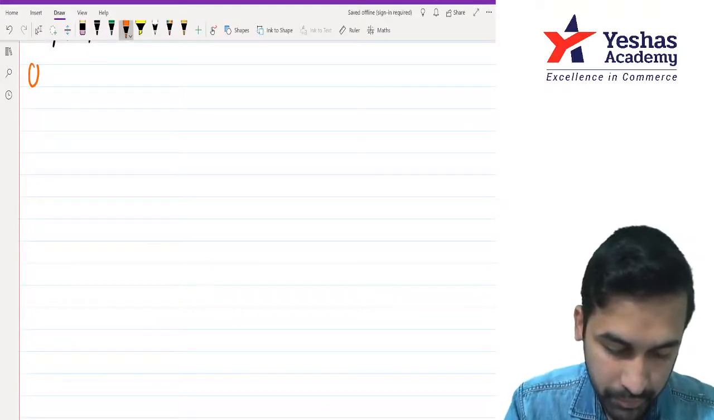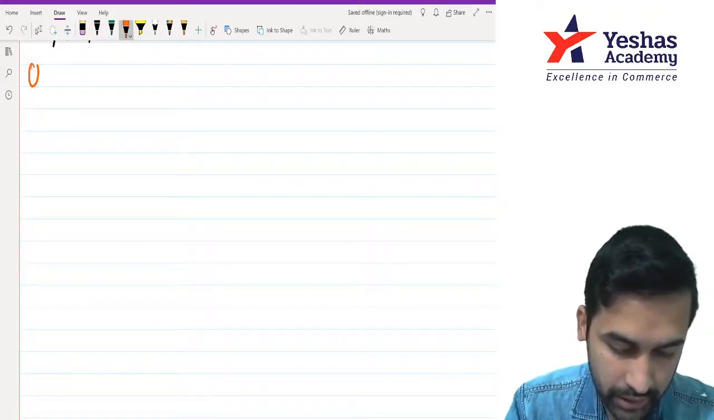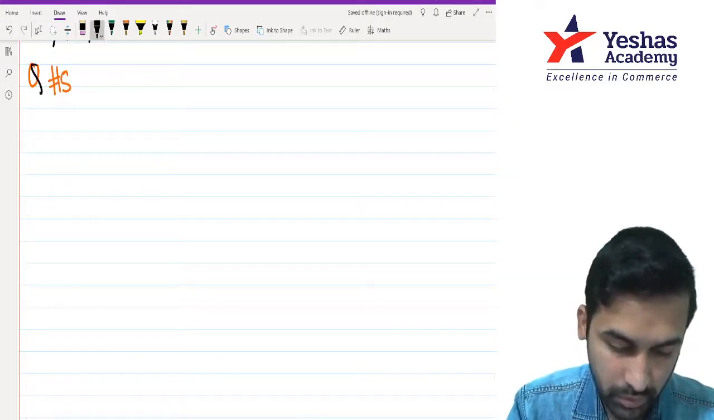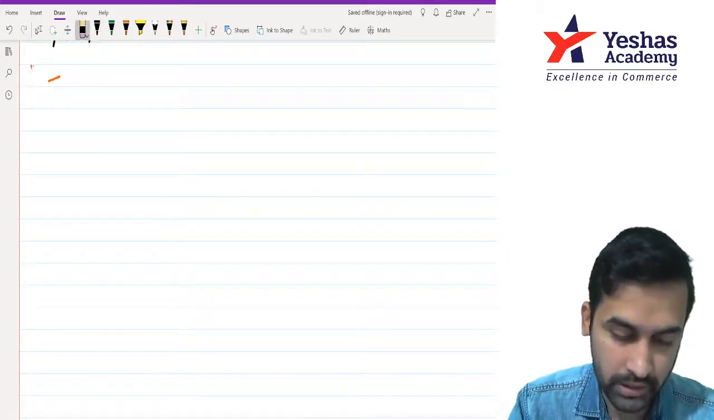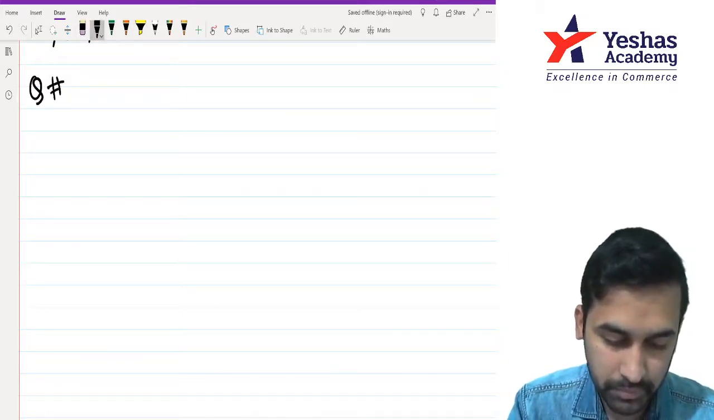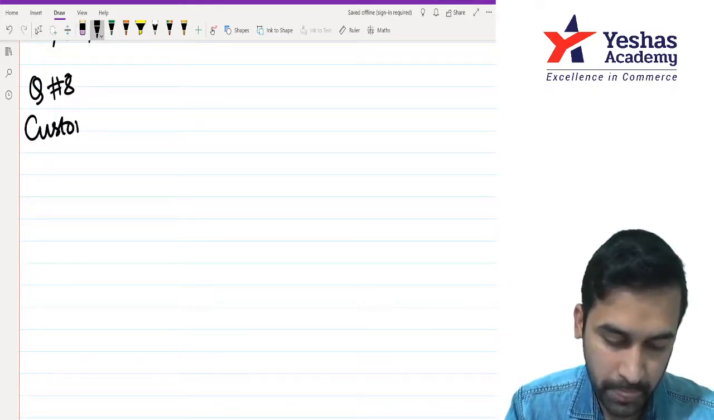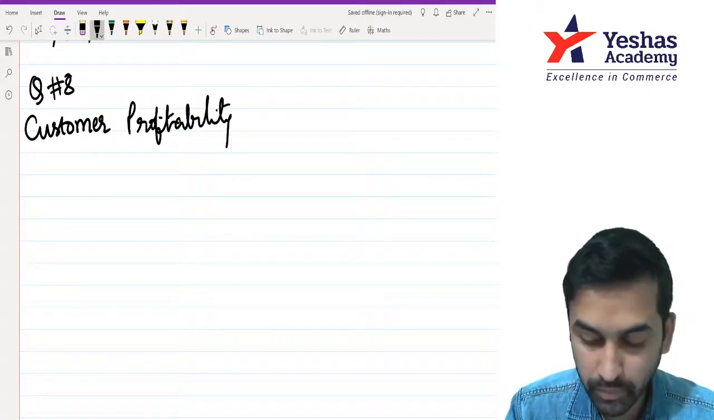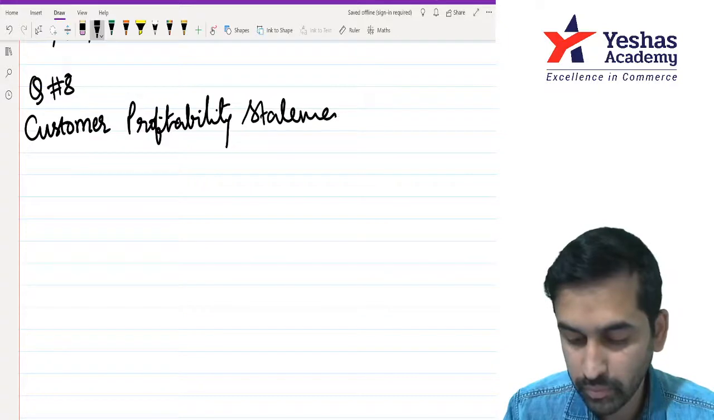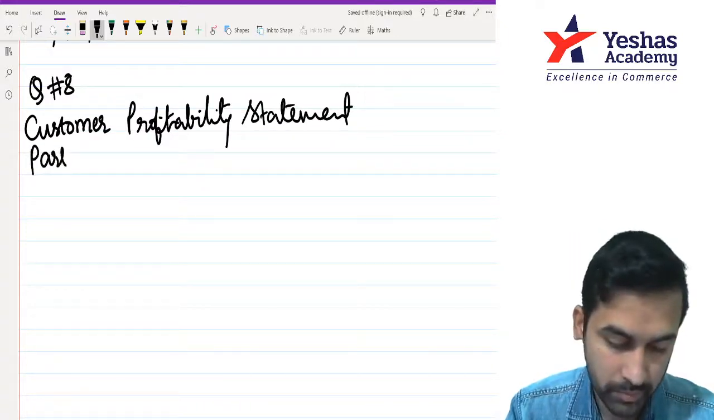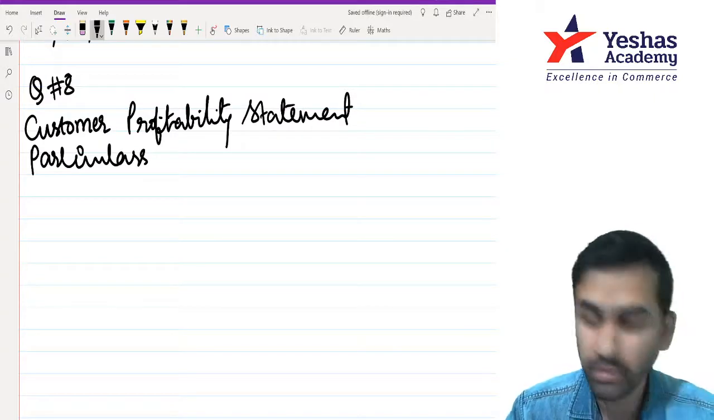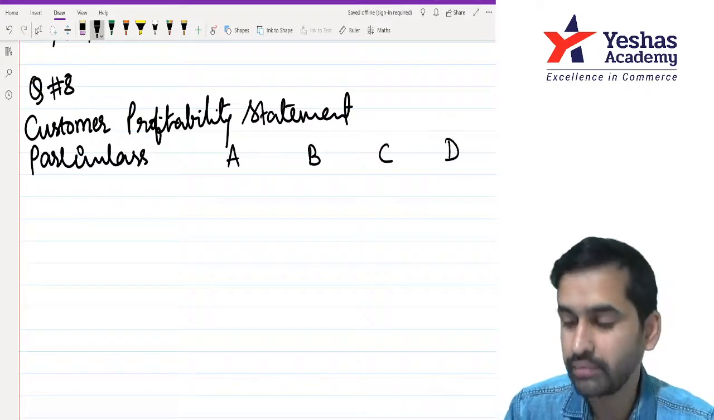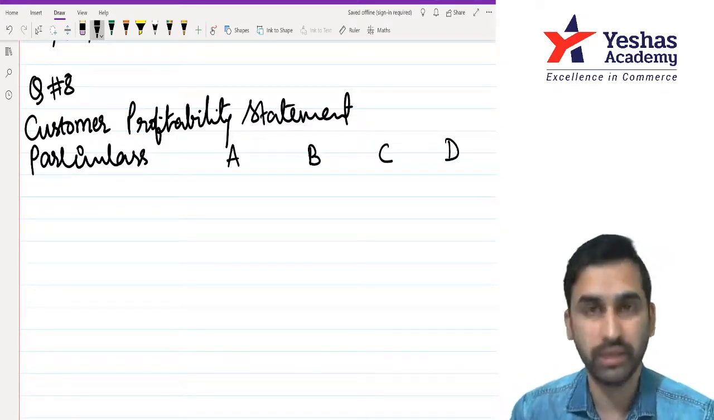Question number 8. Start with the heading. One second. Yes. Customer profitability statement. Particulars, A, B, C, D. I don't think I even need basis here, because everything is straight simple, correct?